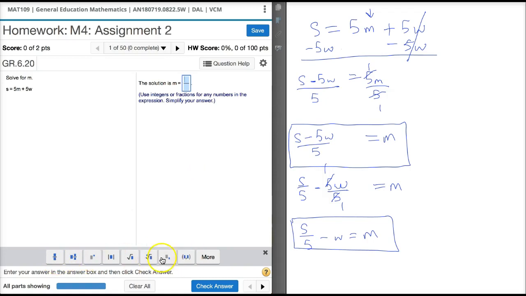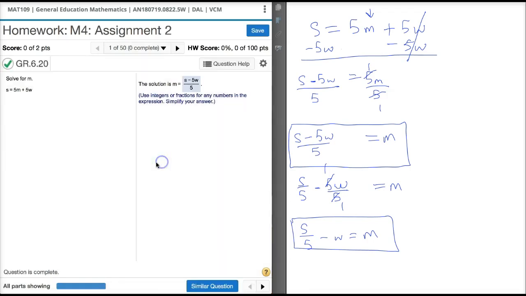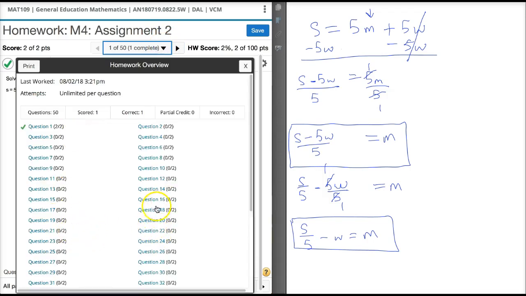And these little icons down here are just helping you to be able to type the stuff in. So I have S minus 5W and all of that divided by 5. And we check answer and we're good to go. All right, so that is our first problem. So now I'm going to jump to number 17.